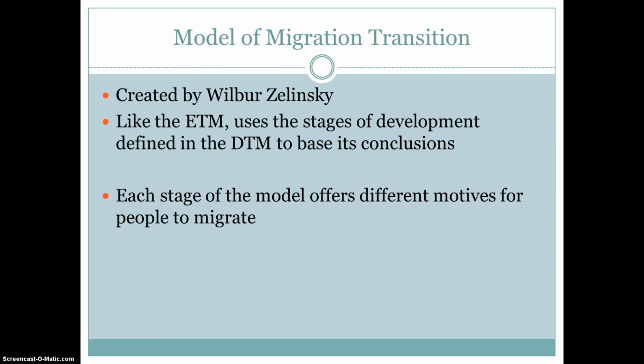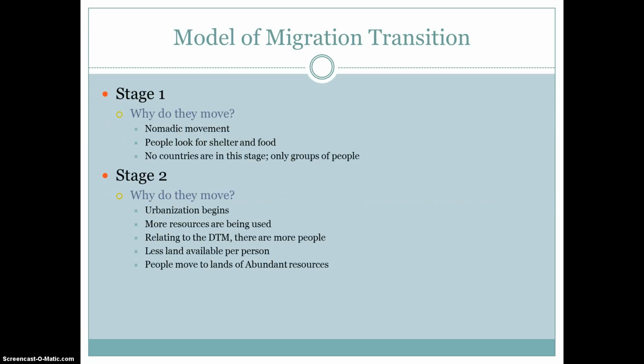And so, our final transition model is the migration transition model. This model was created by Zelinsky, and like the epidemiological transition model, it uses the stages of the DTM to base its conclusions, and each stage of the model offers different motives for people to migrate.